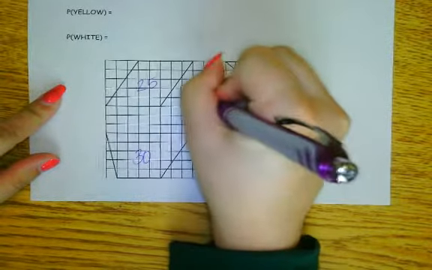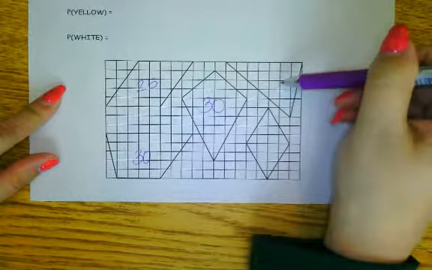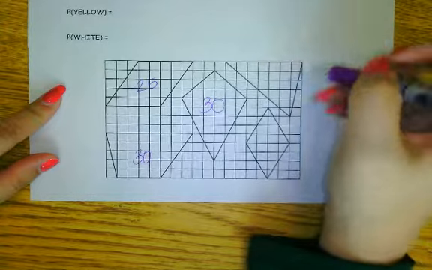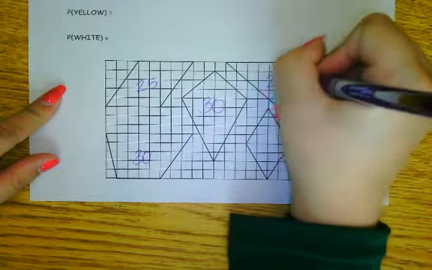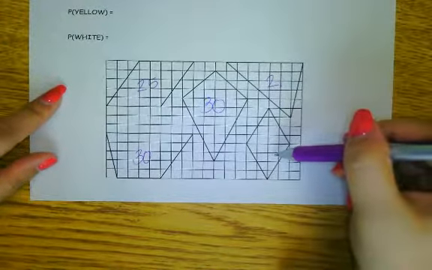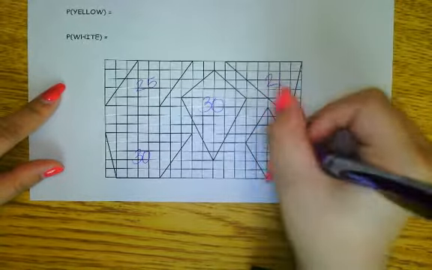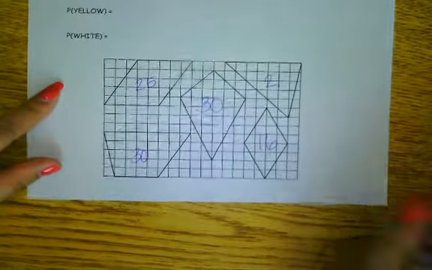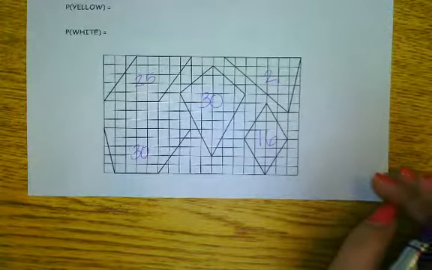Kite? Triangle? 21? And this quadrilateral? 16. Do we agree on all the shapes? Are there any questions about any of them?